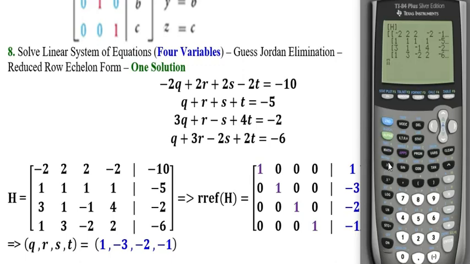And we do second matrix, math. Go all the way down to RREF. Second matrix, call H. Close it, hit enter, and that is 1, 1, 1, 1 in the diagonal, 0 above the diagonal, 0 below the diagonal. That means Q equals 1, R equals minus 3, S equals minus 2, T equals minus 1.